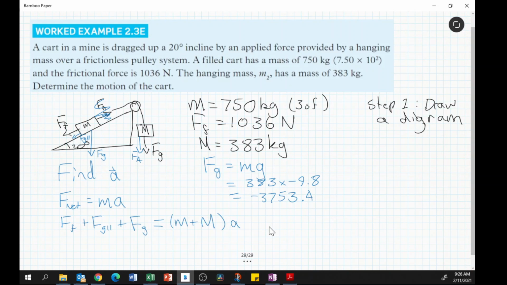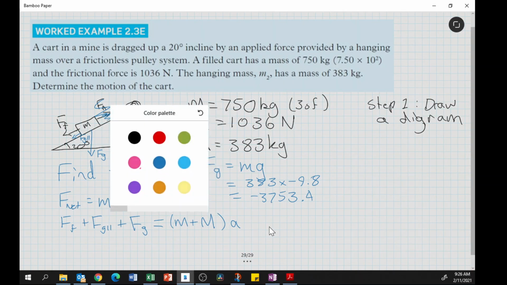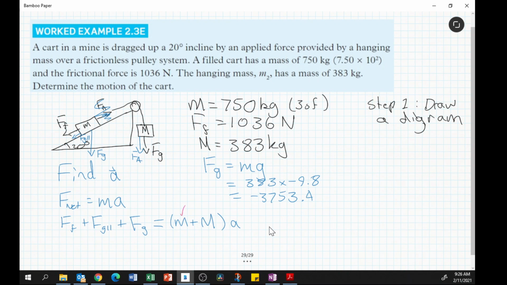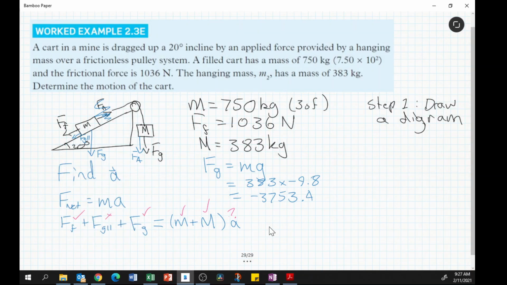All right, let's think. Which of these do we know? We definitely know... Oh, change of color. We know our low mass, we know our large mass, although actually we've got that backwards in this case, but again, that doesn't really matter. We don't know acceleration, that's what we're trying to find. We know Fg, we don't know that parallel component of Fg, and we know friction. So what are we going to do next? Parallel component of Fg, yeah?